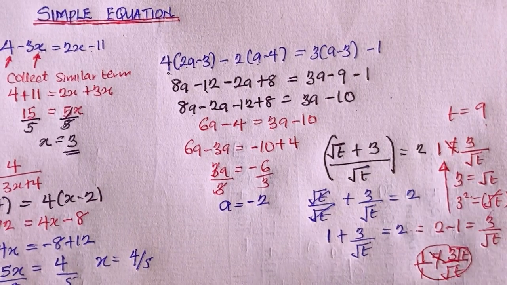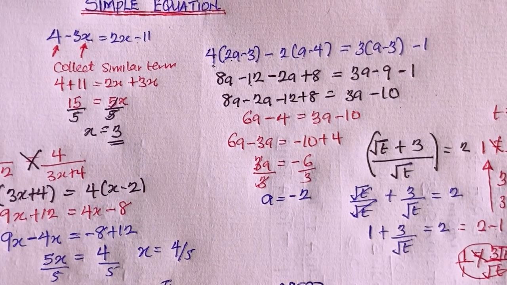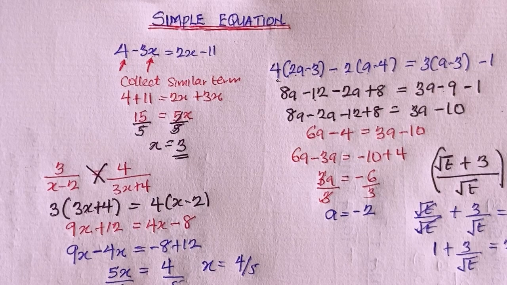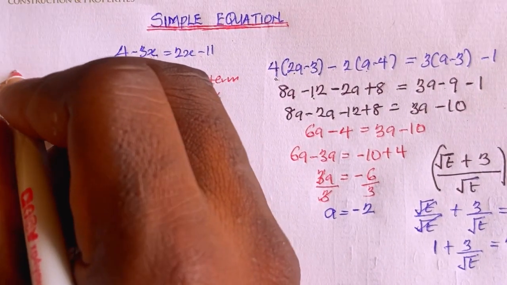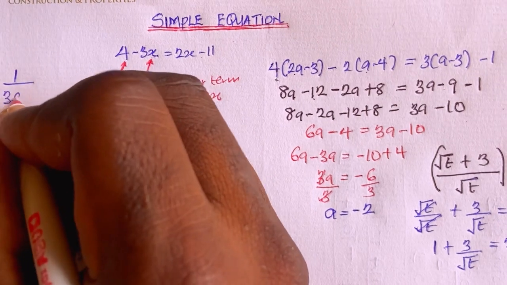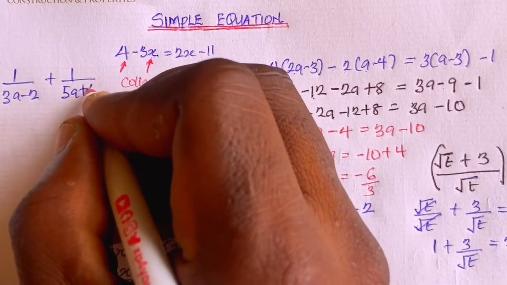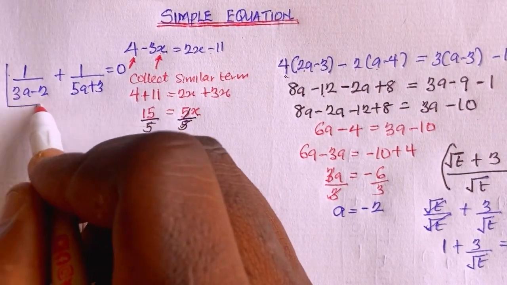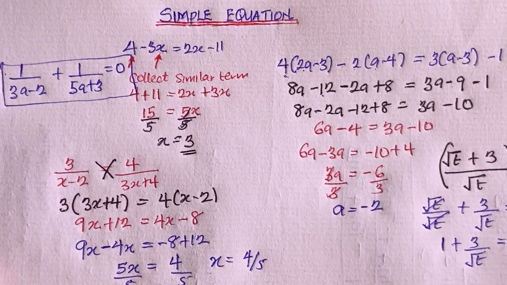Now, guys, there's a take-home work for you, which I'm going to write out here. So you should drop your answer in the comment section below. Let's suppose you are given 1 divided by 3a minus 2, plus 1 divided by 5a plus 3, which is equal to 0. So go ahead and solve this algebra expression, and do well to drop your answer in the comment box below.